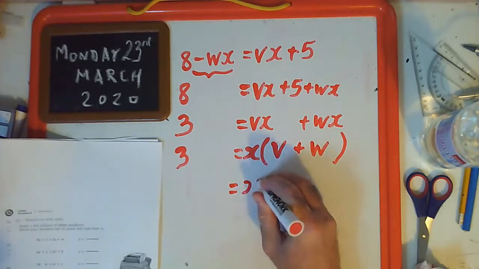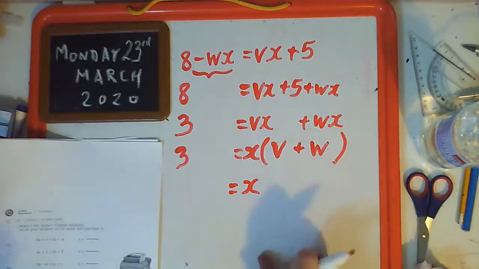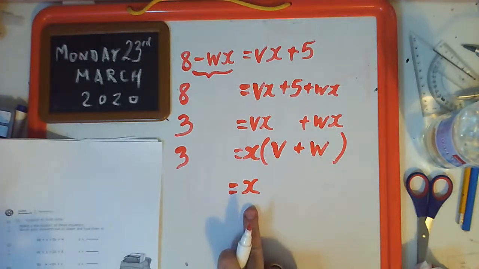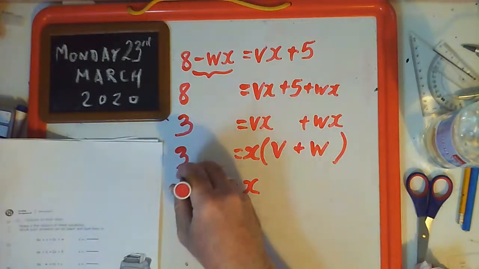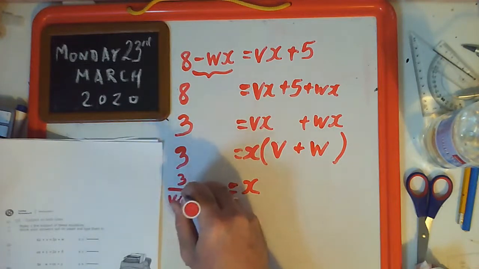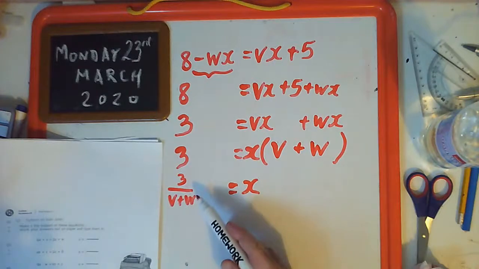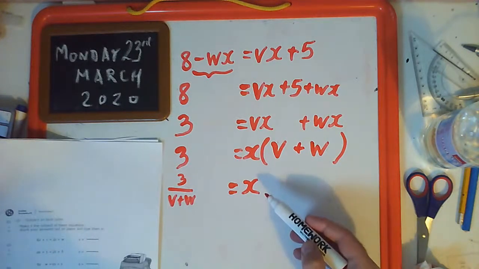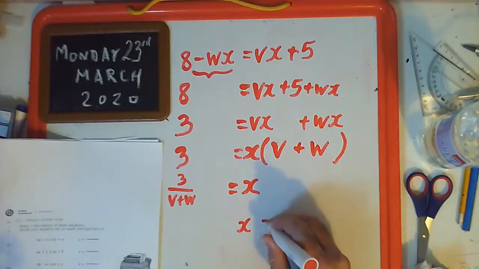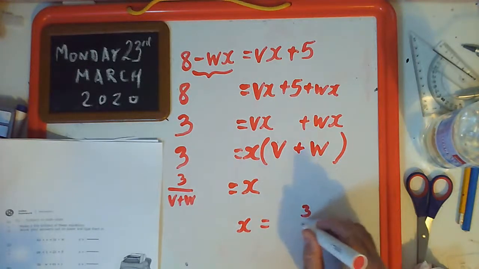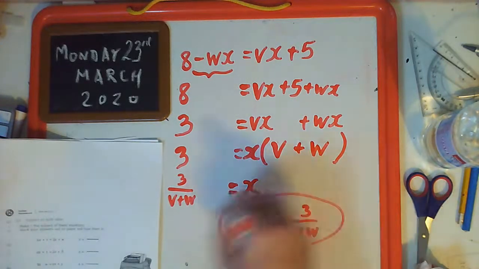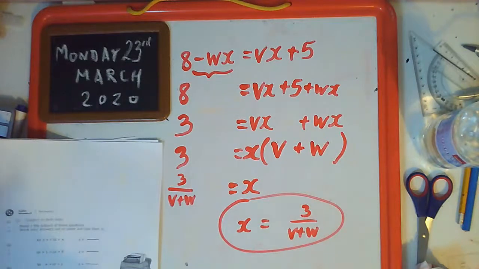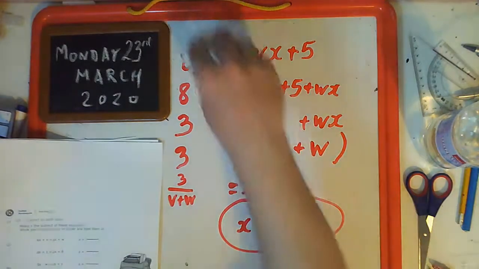Now I want to get the x on its own, so I'm going to divide by the whole bracket to just get x. But if I'm dividing by the bracket v plus w on the right, then I've got to divide by the same bracket v plus w on the left. So 3 over v plus w is equal to x, and normally you write that the other way around with the x equal to the other stuff on the right. So final answer, with x as the subject of the equation, x equals 3 over v plus w.